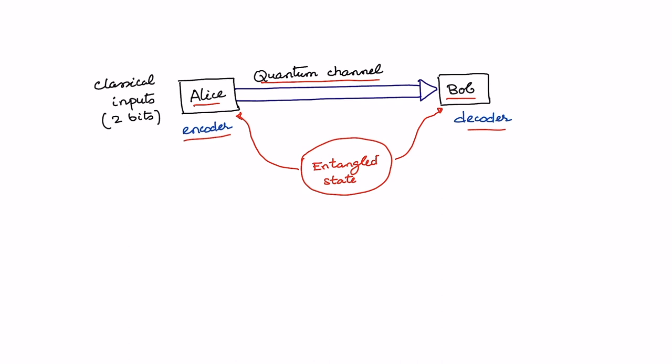In this scheme, Alice and Bob share an entangled state between them. Generally, this entangled state is preferably a Bell state, because you know that the Bell state is maximally entangled. This sharing of entangled state is at the core of the superdense coding protocol. Let me explain this protocol in some detail.